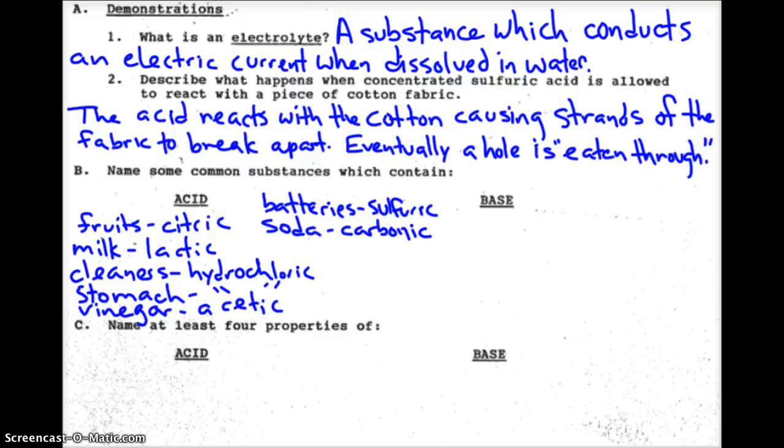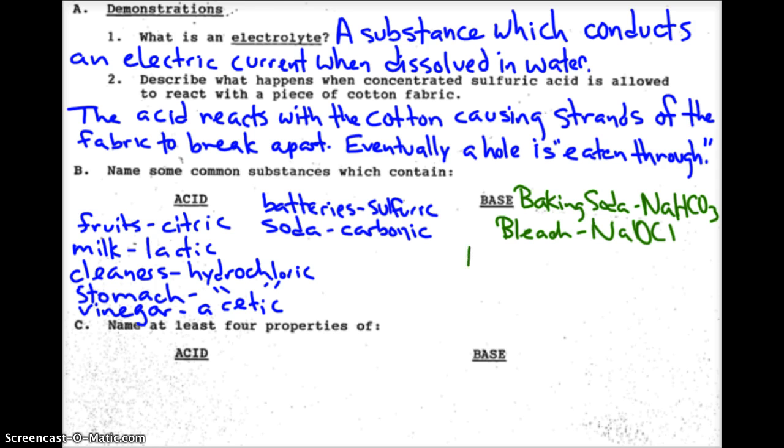Bases are slightly less common, but still there's a lot of them around. Most kitchens have at least one container, if not more, of baking soda, which is a compound called sodium bicarbonate, NaHCO3. There is bleach. Bleach is a base, sodium hypochlorite, so that would be NaOCl. Ammonia, which in solution forms ammonium hydroxide.